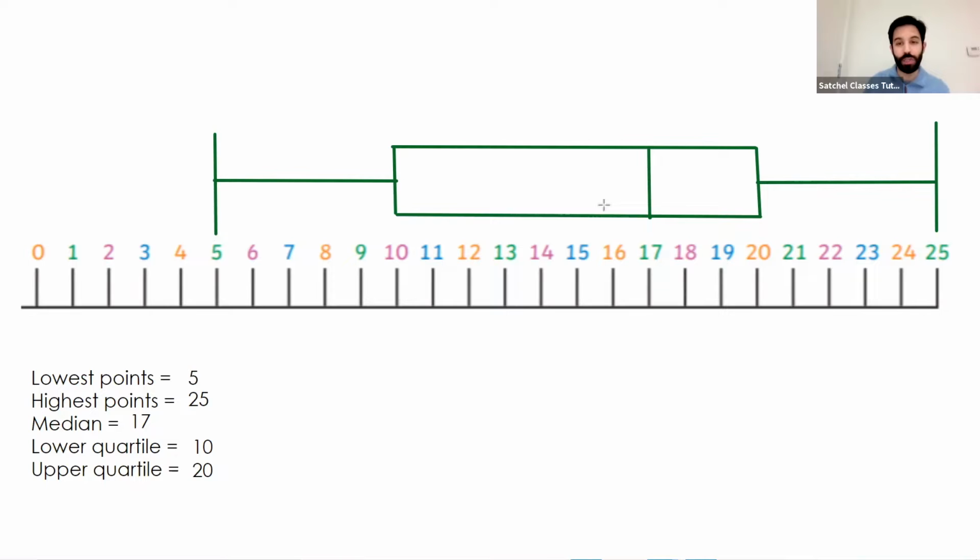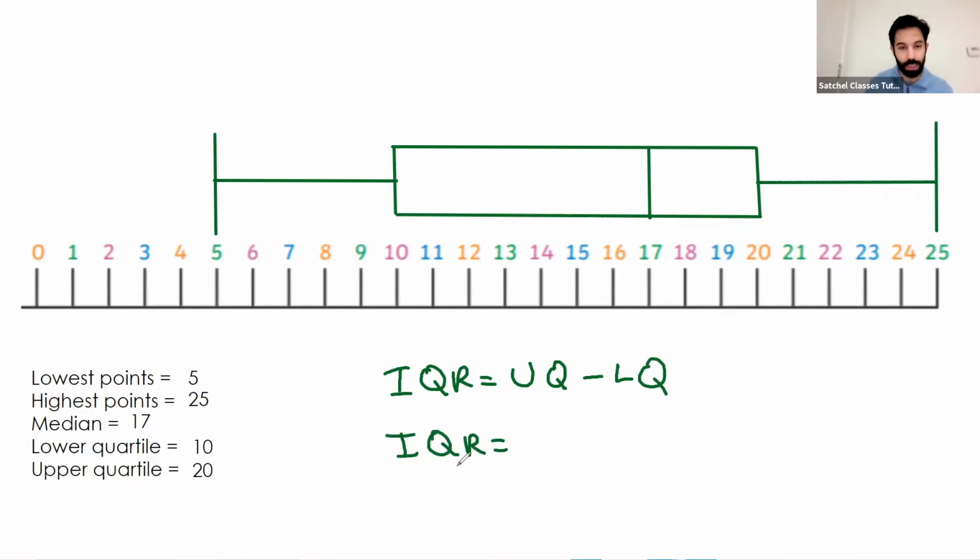And you can find the interquartile range. The interquartile range tells you how consistent the data is. So the lower the interquartile range, the greater the consistency. So we can find the IQR. So the IQR, or interquartile range, will be the upper quartile minus the lower quartile. And in this case, the upper quartile is 20 and the lower quartile is 10. And that will give us an IQR, an interquartile range of 10.